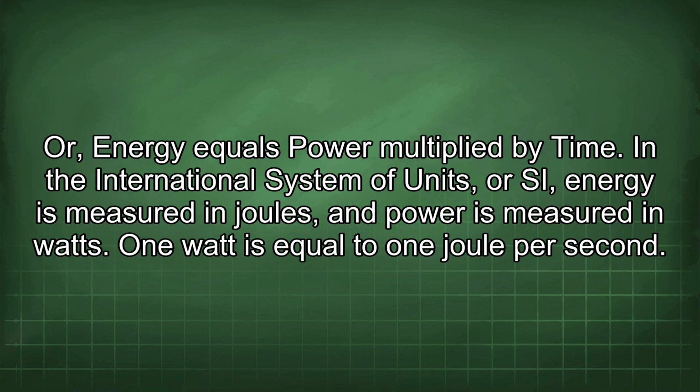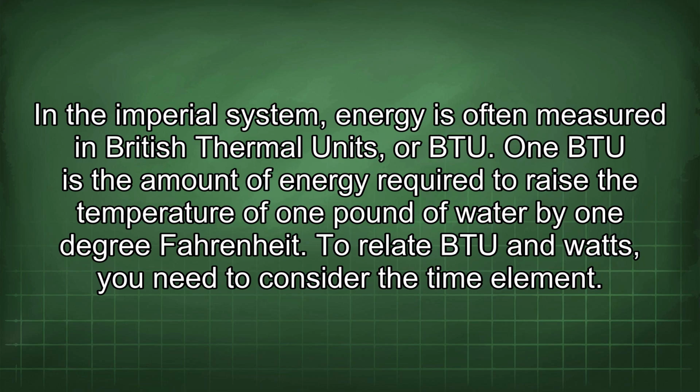In the International System of Units, or SI, energy is measured in joules, and power is measured in watts. 1 watt is equal to 1 joule per second. In the Imperial System, energy is often measured in British thermal units, or BTU. 1 BTU is the amount of energy required to raise the temperature of 1 pound of water by 1 degree Fahrenheit. To relate BTU and watts, you need to consider the time element.